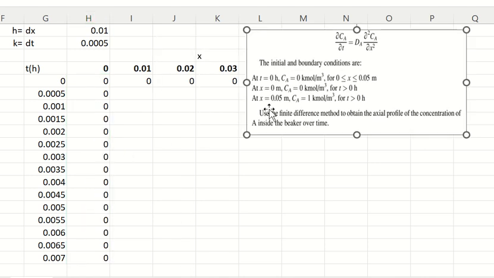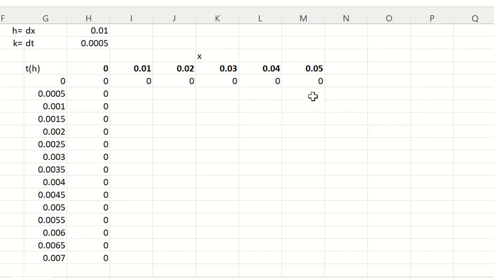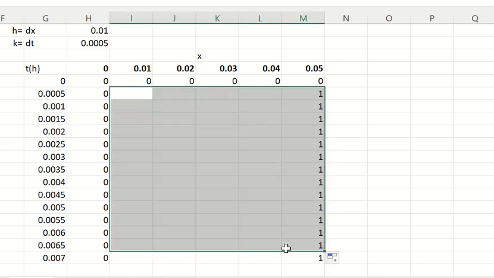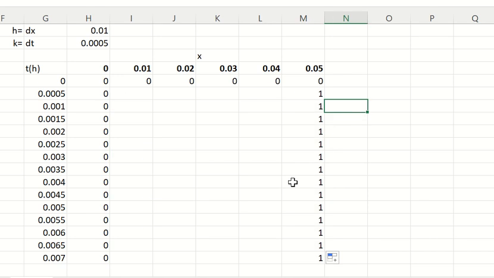Then the last one says at x equal to 0.05, the last point, C is equal to 1 for t greater than 0. Sorry, we start measuring the tube or the channel from the bottom up. So the top, where the diffusion is taking place or starts to take place, is the 5 centimeter. So we are only left with all this region to calculate now after we have applied our boundary conditions. So we need to import our formula.